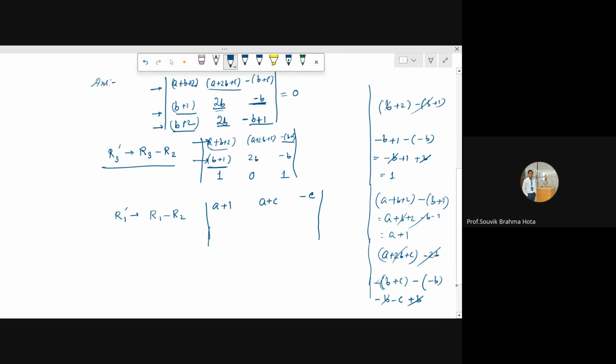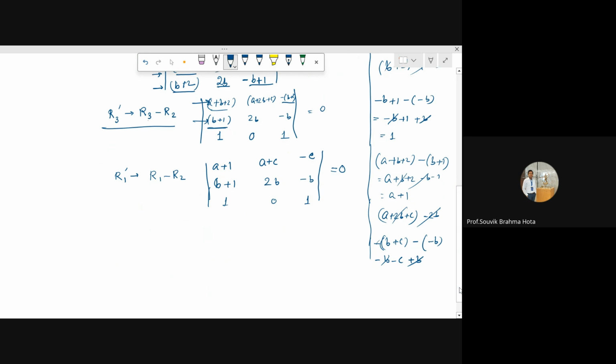Now, this is the final thing. This is the first row. Second row, keep it as it is. B plus 1, 2b, minus b. Third row is 1 0, okay, and that is equal to 0. That was equal to 0. That is initially, that is our formula.